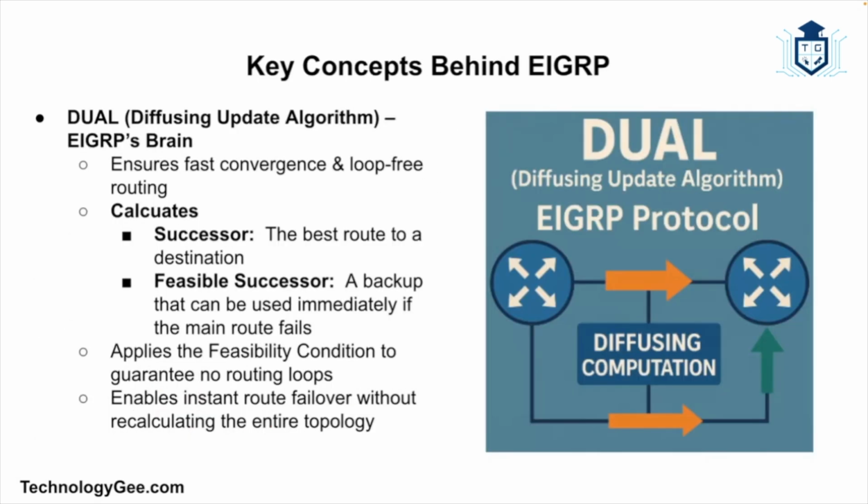All right, so let's go ahead and talk about some of the terms and mechanisms that make up EIGRP. The first key concept is called DUAL, which stands for Diffusing Update Algorithm. This is at the heart of EIGRP. It basically ensures loop-free and backup routes without depending on slow convergence. So here's what DUAL actually does. It determines the best path to a destination, and this is called the successor. It then identifies backup routes, which are called feasible successors, that can be used immediately if the main route fails. And then it maintains loop-free routing by checking the feasibility condition.